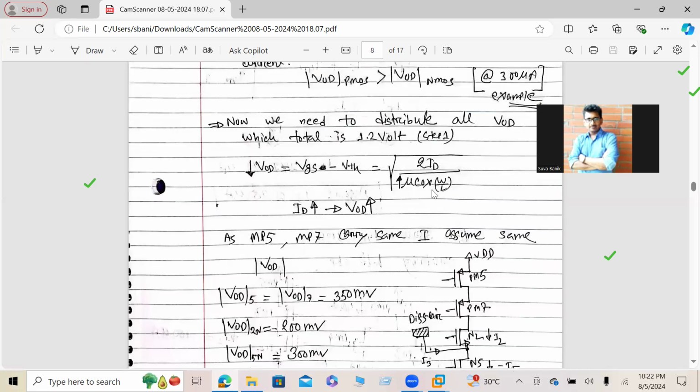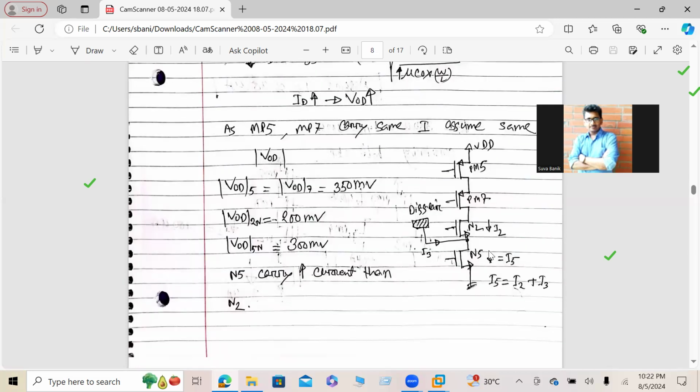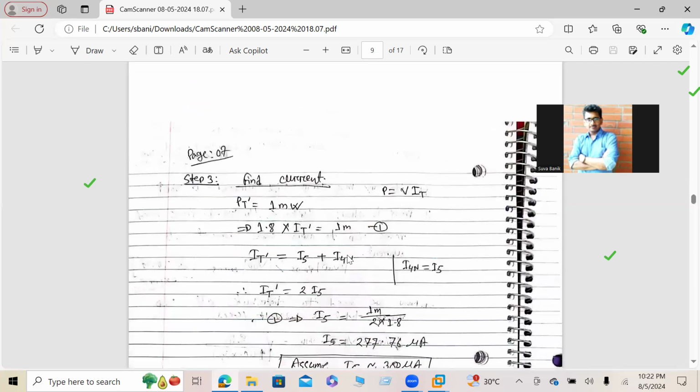And from the formula, we can see the relationship between ID and overdrive voltage is proportional. It means if ID increases, my OD will increase. So as N5 carries higher current, its OD should be higher compared to N2. Okay.